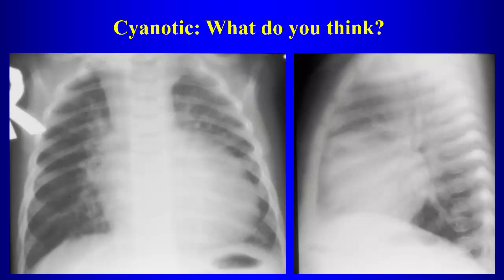Which one do you favor and why? Why? Yes, so this has the egg on a string appearance on the plain film. So how do you characterize the egg on a string? What's the egg? What's the string? The heart is the egg, right? So there's some cardiac enlargement. What's the string? Great vessels. The mediastinum. Notice the mediastinum is narrowed, right? So it's the narrow mediastinum that is the string, the egg is the heart.